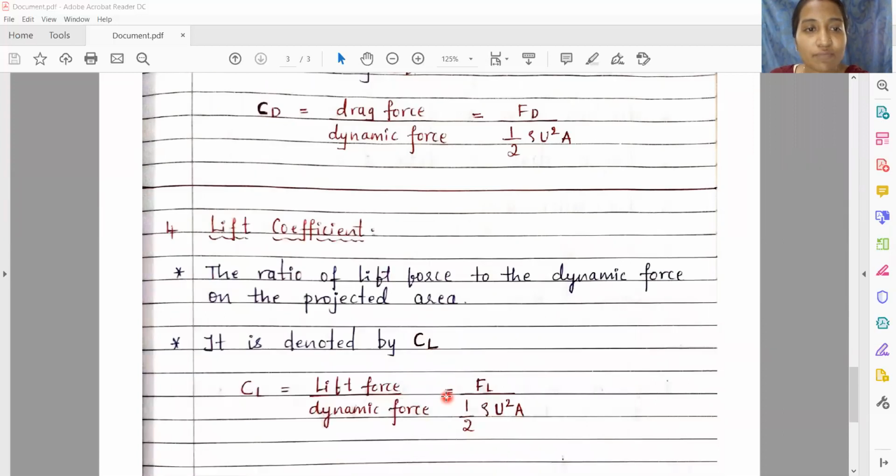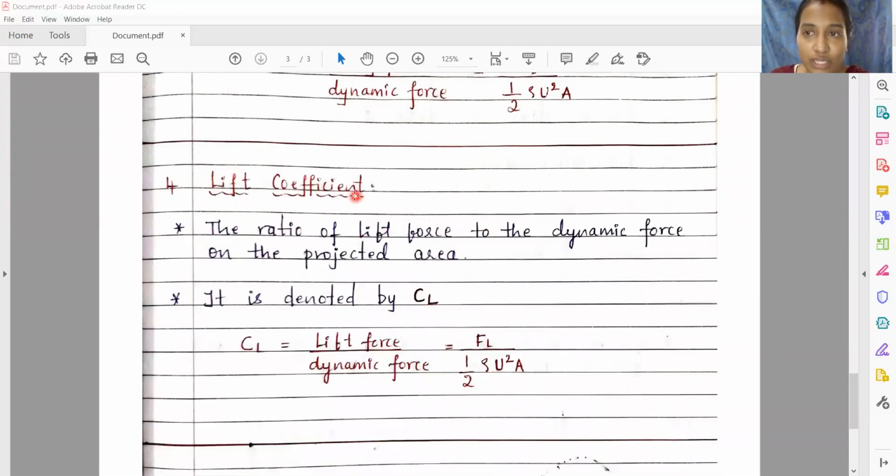In the same way, the lift coefficient is the ratio of lift force to the dynamic force on the projected area. It is denoted by CL. So CL is lift force by dynamic force, which is equal to FL divided by half rho U square A.